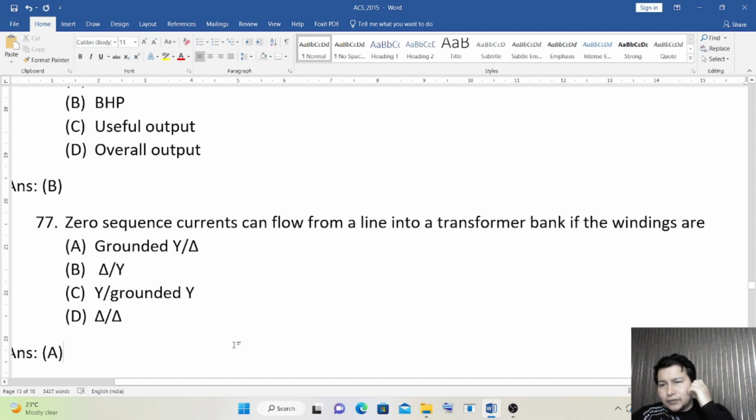77 number question: zero sequence currents can flow from a line into a transformer bank if the windings are grounded star delta, delta star, star grounded star, delta delta. So, correct option is A.